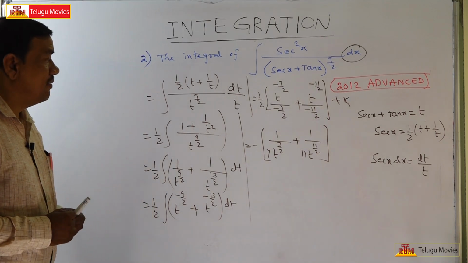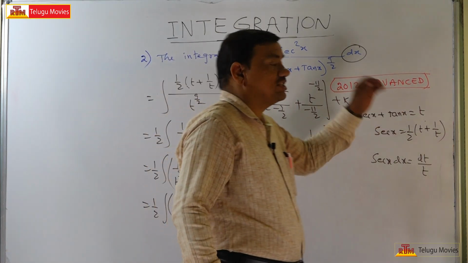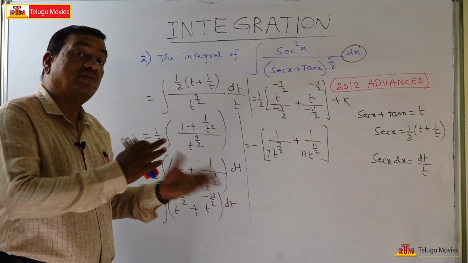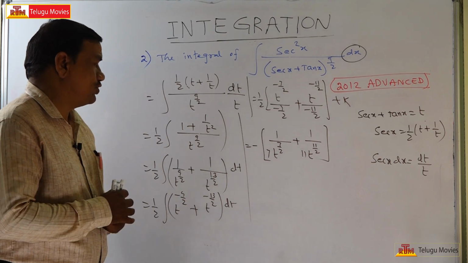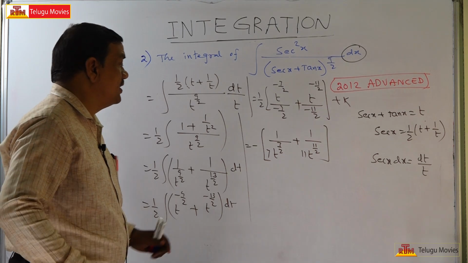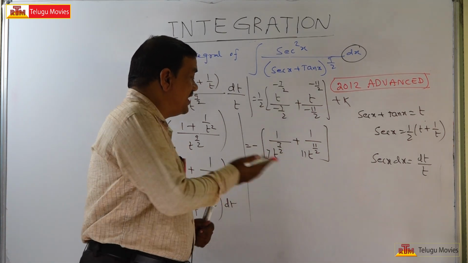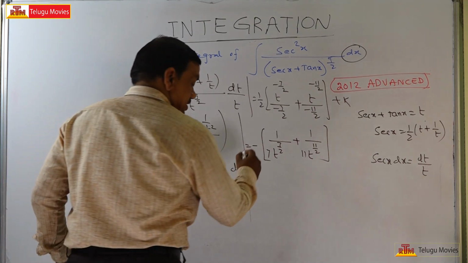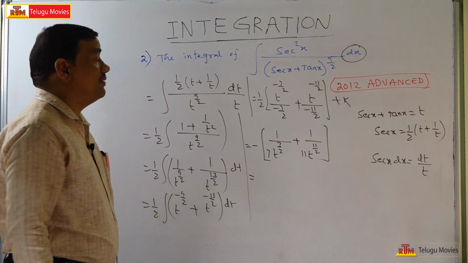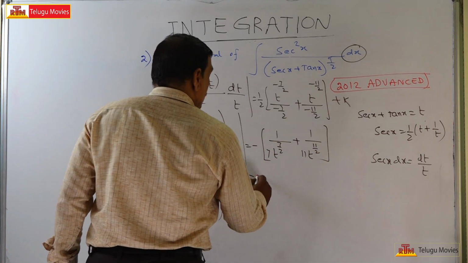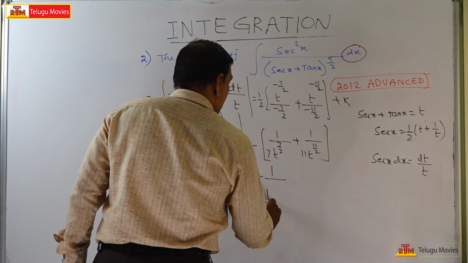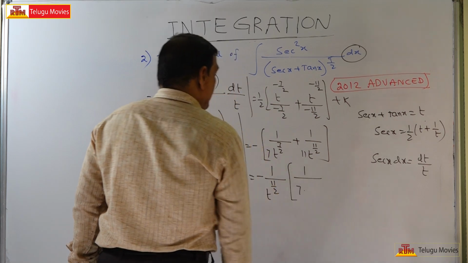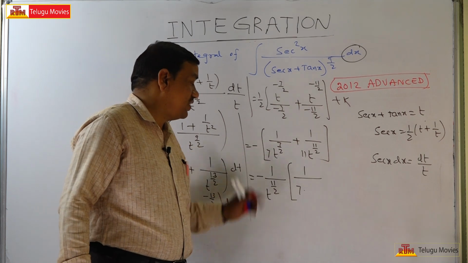Understand this? But if you put t equal to secant x plus tan x, your answer is not in that form. The answer is in a somewhat different form, which is something lengthy that I will show you. Now what I am going to do is take t to the power of 11 by 2 common outside. So that is equal to minus 1 by t to the power of 11 by 2 common outside, 1 by 7 into just t to the power of 11 by 2 only common outside.